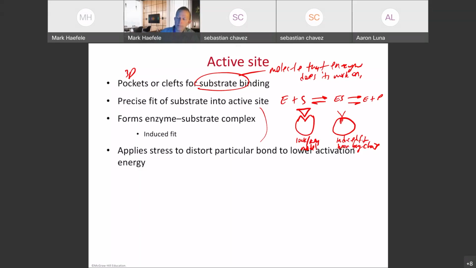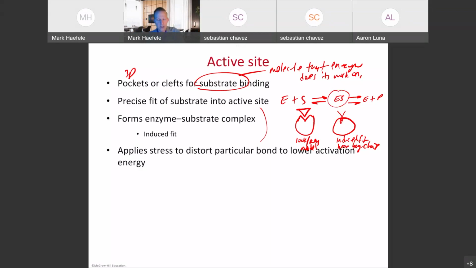And so it's important, right? Because what this means is that the ES complex is a partnership between both the enzyme and the substrate. The substrate forms its little pocket and accepts its little active site inside the substrate itself. And then once you actually have the ES complex, you can do your chemistry, and then it'll release the product. All right, so that's basic enzymology.